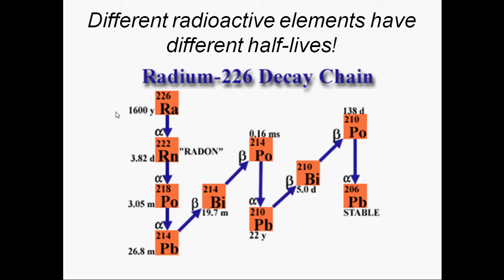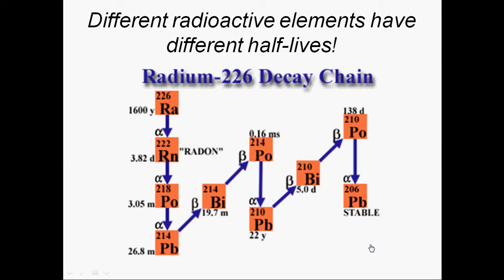So our radium-226, for example, our very first substance that we start out as, has a half-life of 1,600 years. So it's going to take a long time for us to see a significant amount of our radium turning into radon, which is the second thing we have here. But radon has a half-life of only 3.82 days. So this link is going to go really quickly, whereas this link is going to take a really long time.